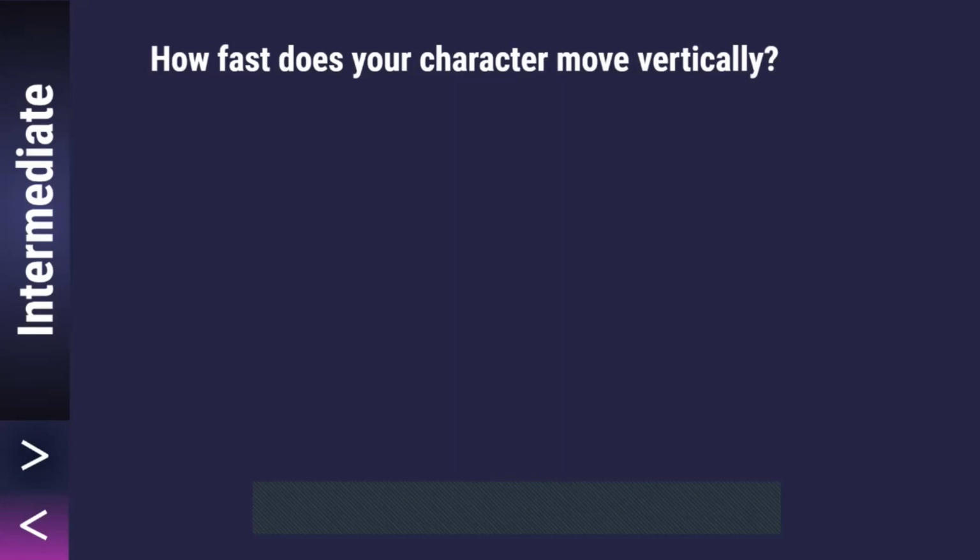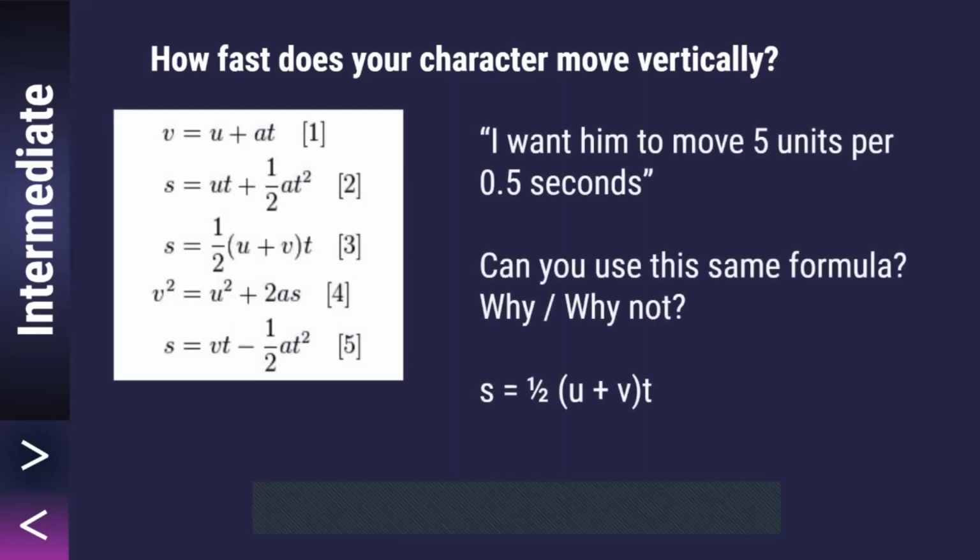So how fast does your character move vertically now? Let's say I want him to move 5 units per 0.5 seconds vertically. The same formula is on the board right now. Can I just ask you to write down in chat, do you think you can use the same formula and why or why not? I will give around 30 seconds to a minute for people to reply. Just say yes or no. If you don't want to write why or why not, it's fine, but at least say yes or no in the chat.